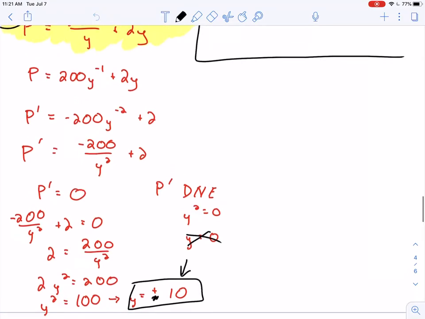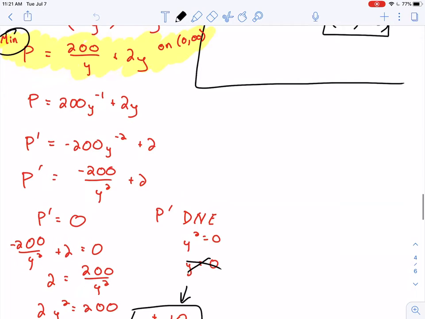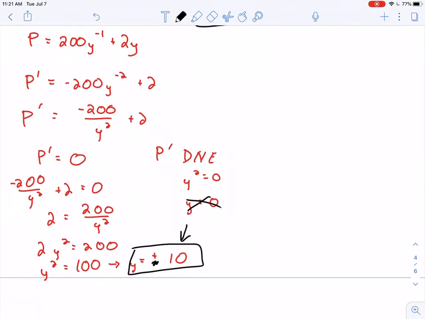But anyway, just to summarize where we were at, we were trying to minimize this function, P equals 200 over y plus 2y. We were working on the interval 0 to positive infinity. We had figured out that we only had one critical number right here, y equals positive 10.